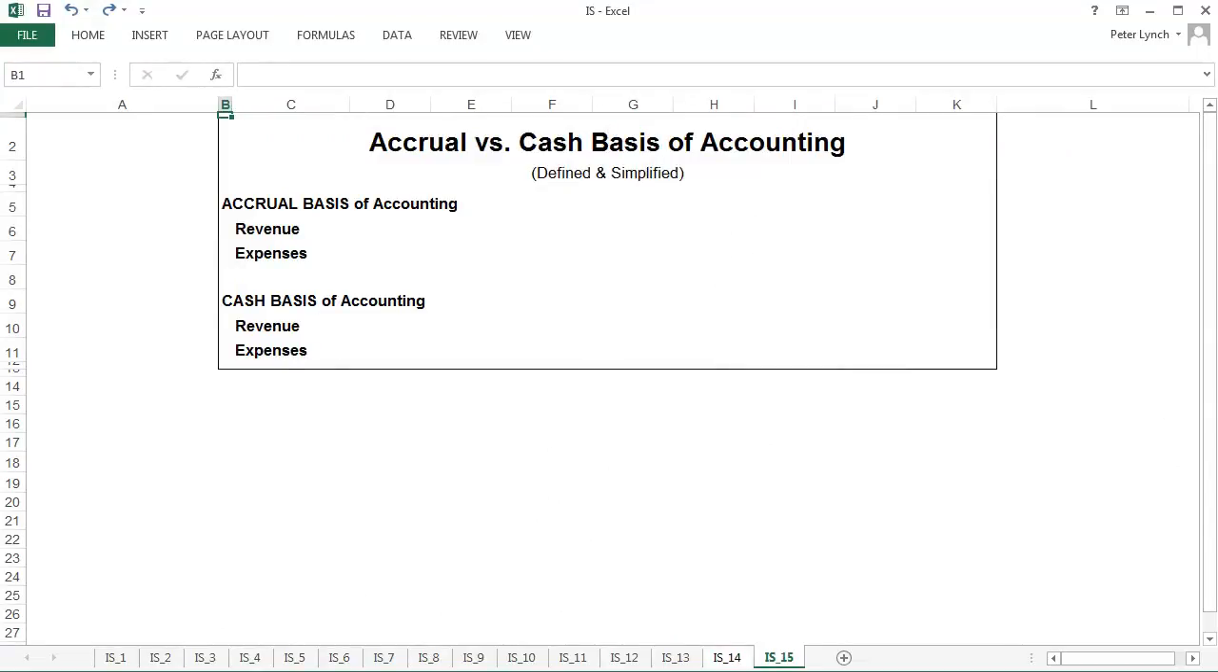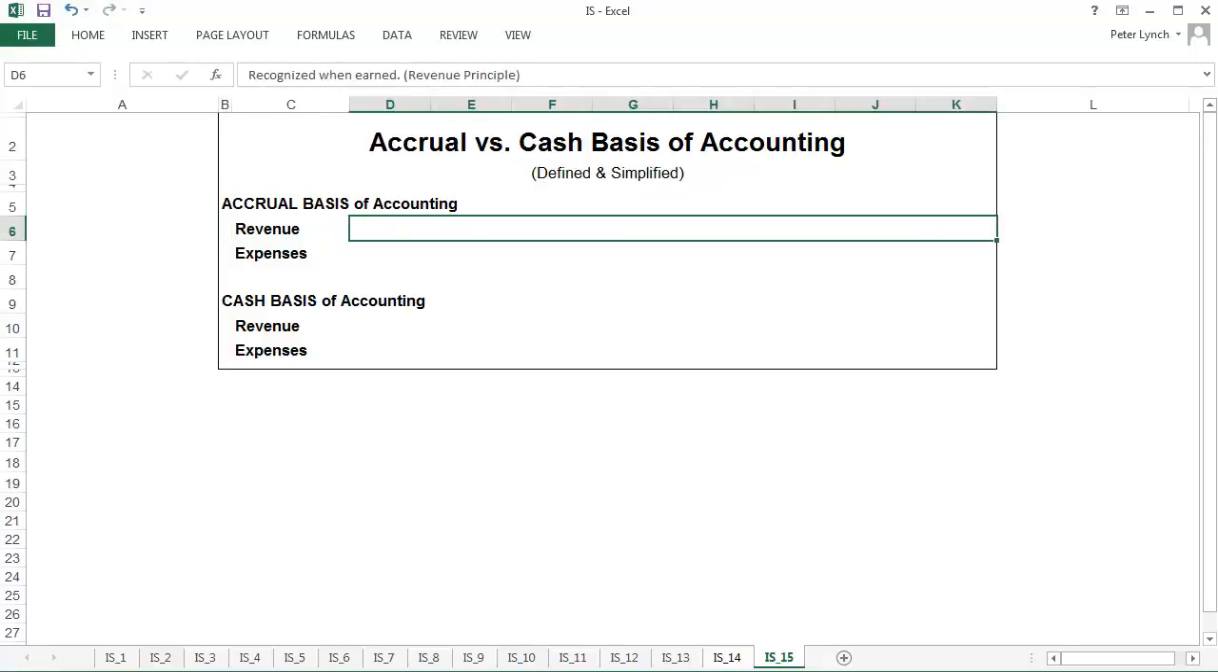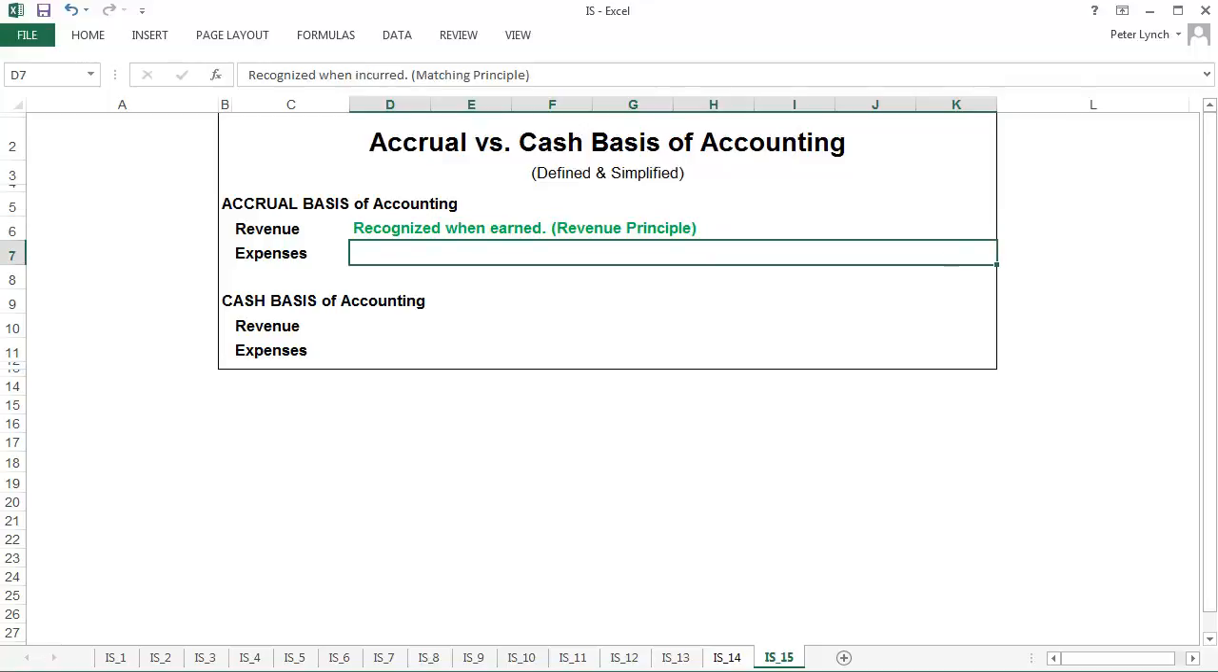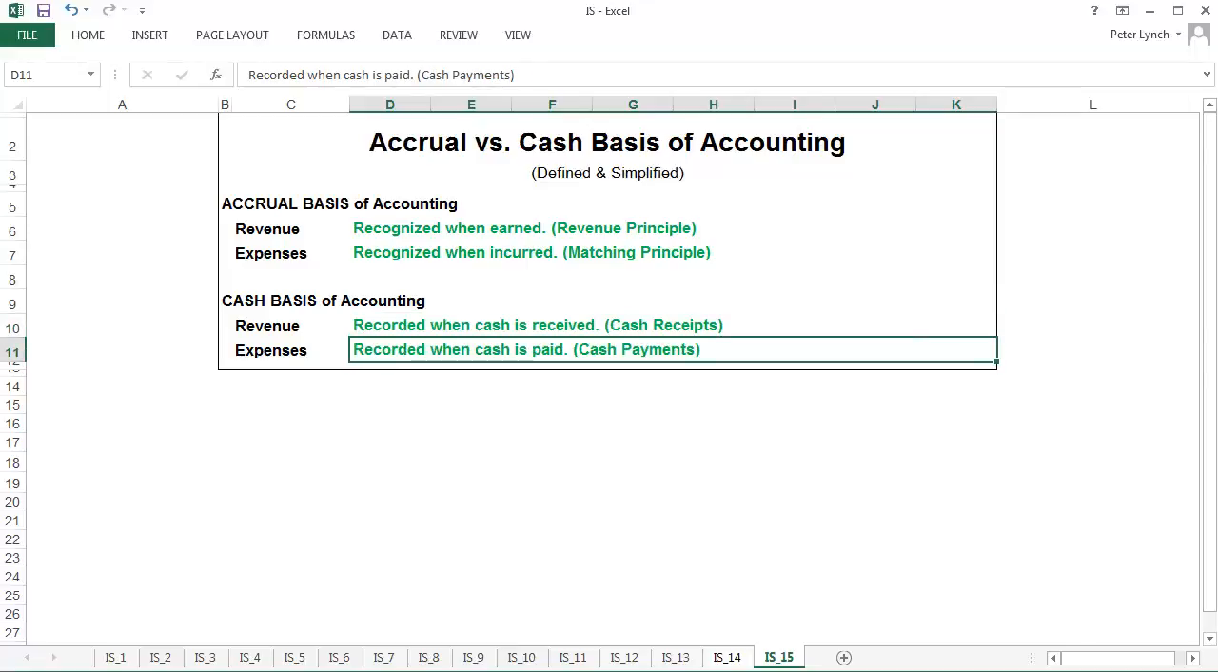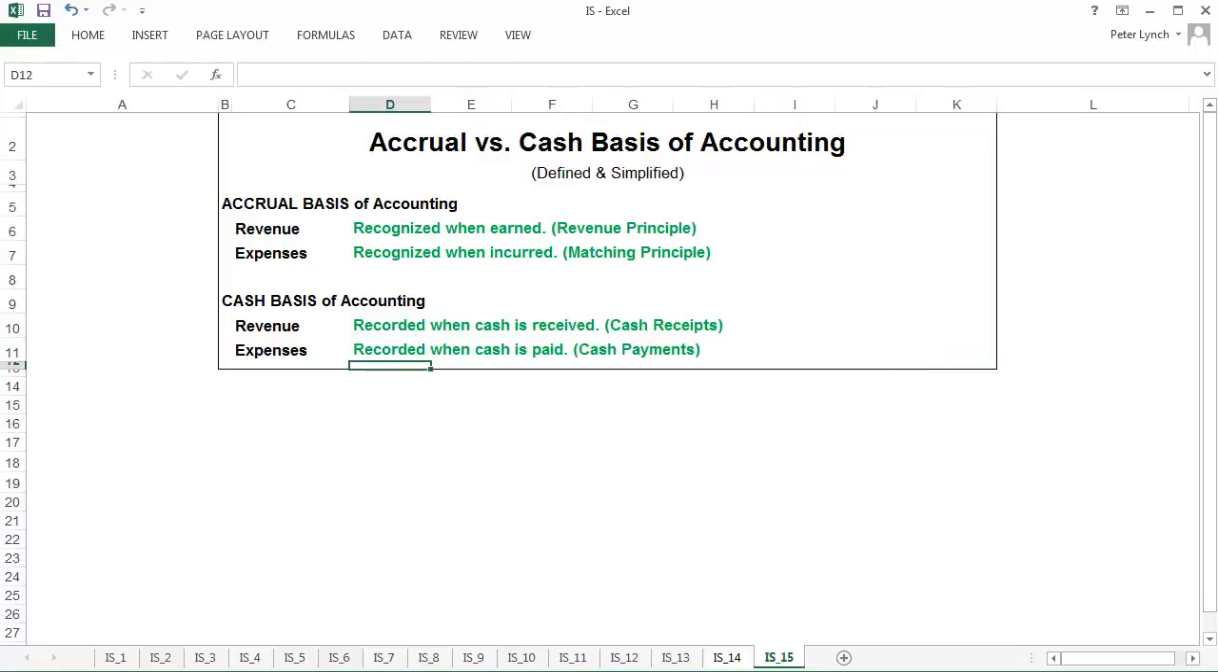But before we conclude the video, I want to quickly summarize the difference between an accrual basis of accounting and a cash basis of accounting. Under an accrual basis of accounting, revenue is recognized when earned, which is to say when the 4 conditions highlighted previously are met. And expenses are recognized when incurred, using the matching principle. Under a cash basis of accounting, revenue is recorded when cash is received, and expenses are recorded when cash is paid. And with these definitions in mind, we can move on to the cash flow statement.